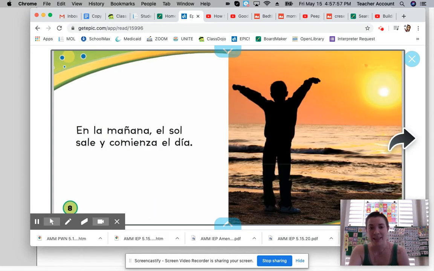En la mañana el sol sale y comienza el día. So we know it's daytime because the sun comes out. Oh, this friend is so lucky. He is at the beach. Él está en la playa y el sol is very bright. No sé cómo se dice en español, but the sun is shining down on us.